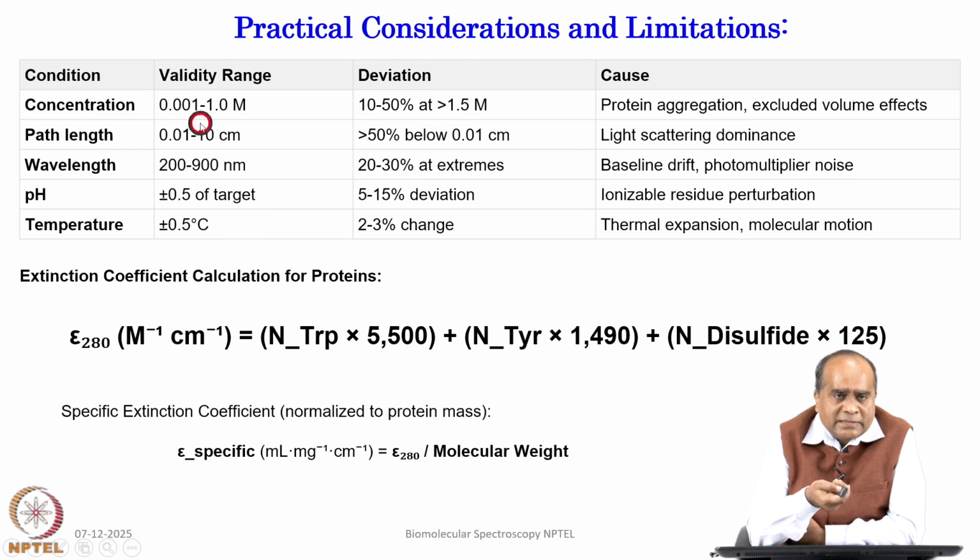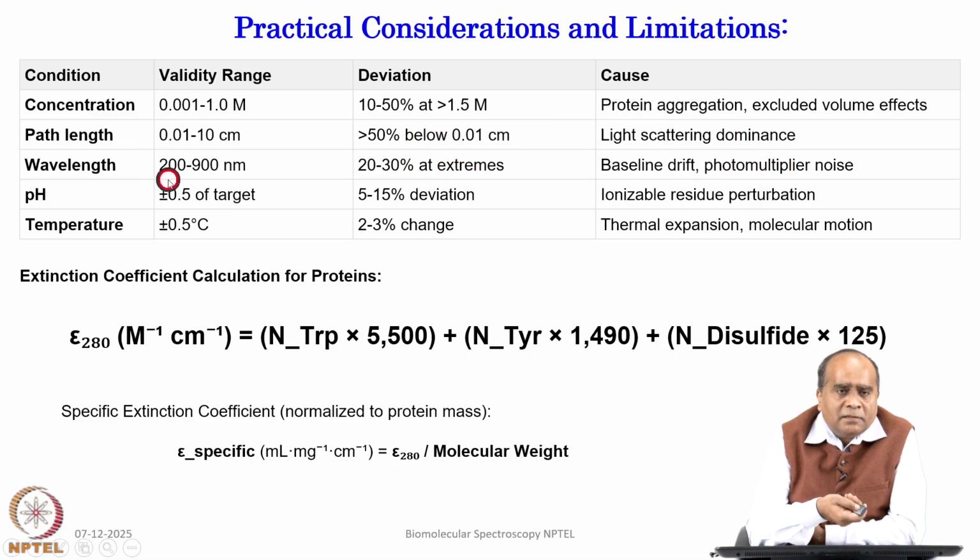So, what is the validity range for the concentration here? Maximum 1 millimolar one can get, path length maximum 10 centimeter you can get, and deviation can happen if we are going to 1.5 millimolar, the deviation can be 10 to 50%, and that deviation can be caused by high protein concentration, protein aggregation can happen, right. For path length, if you are going more than 10 centimeter or below this, then deviation can happen; below 0.001 centimeter, 50% deviation can happen. This is happening because light is not passing through, it is scattering.